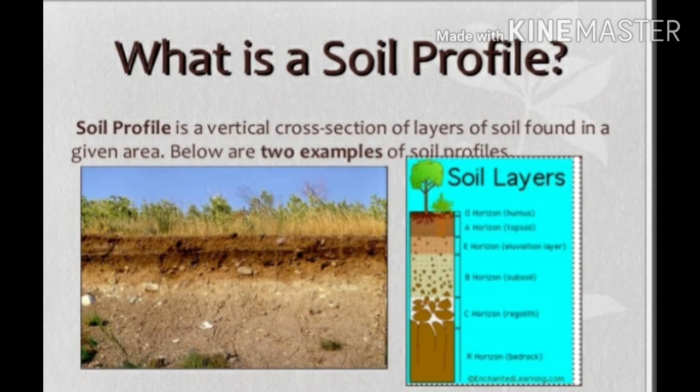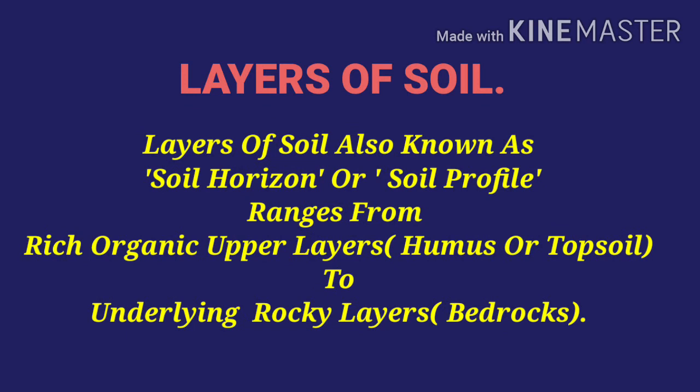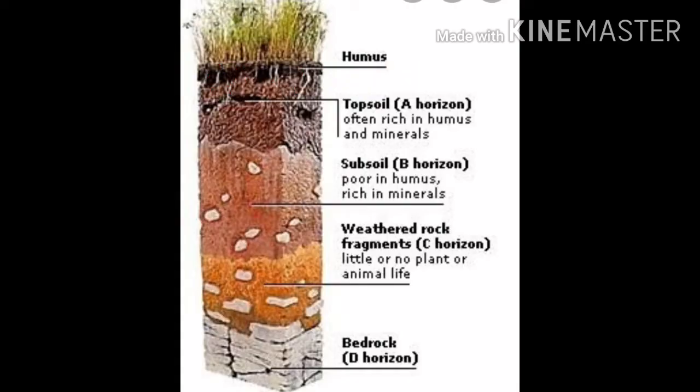Let us now focus upon the soil profile, which is a vertical cross section of layers of soil found in a given area. So, the soil is made up of distinct horizontal layers called horizons. They range from rich organic upper layer, which includes humus and topsoil, to underlying rocky layer, which includes the subsoil and bed rocks. We will now understand about each of these layers or horizons of soil profile one by one.